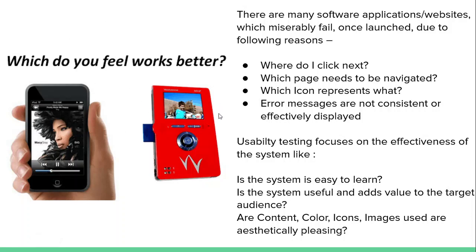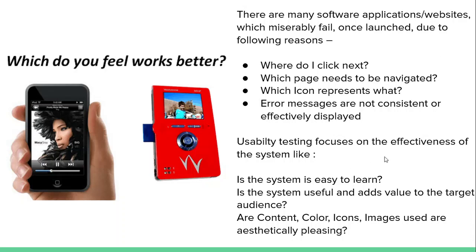So this type of testing is conducted, and that is known as usability testing, because there are many software applications or websites which fail after launching for the following reasons. Sometimes the user might get confused about where to click next, how to use this application, which page needs to be navigated, which icon represents what, or error messages are not consistent or effectively displayed. Whenever any error message is displayed, it should be informative for the user. It should inform the user what incorrect action the user has done. If that is not happening, that means the application is not that usable. So that's why usability testing is also important.